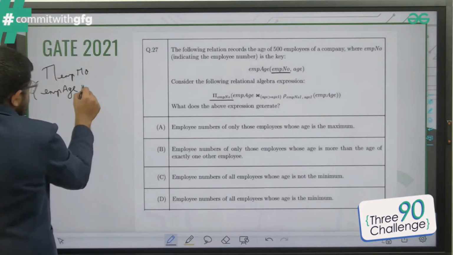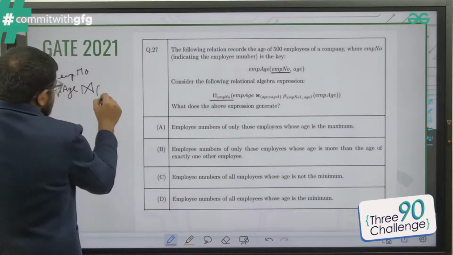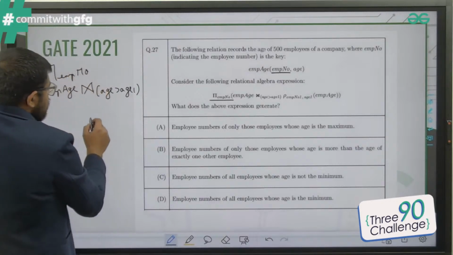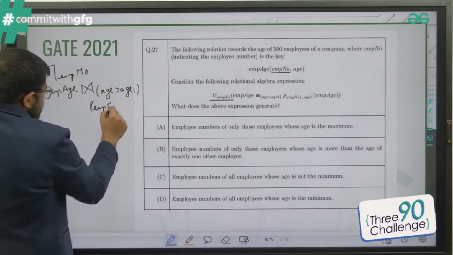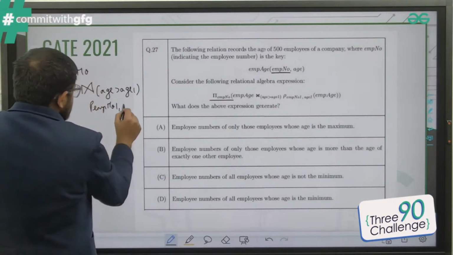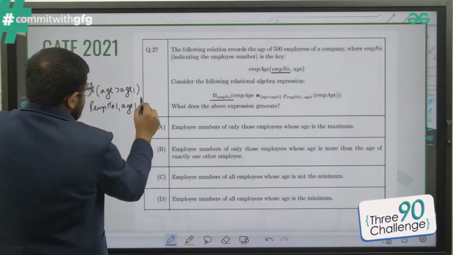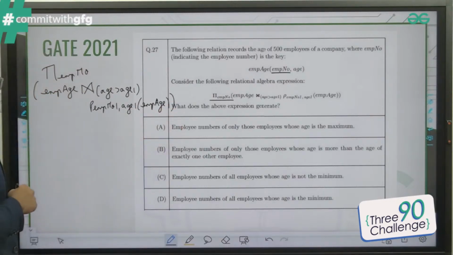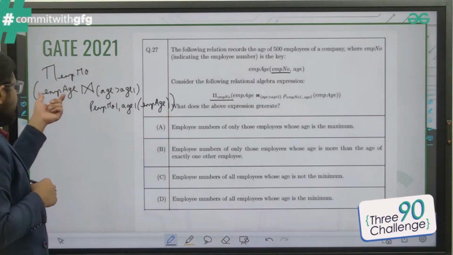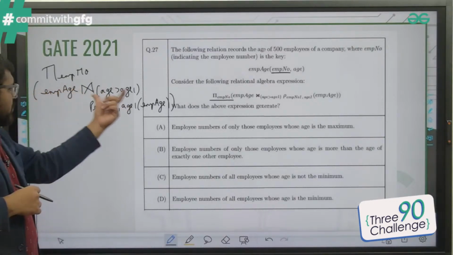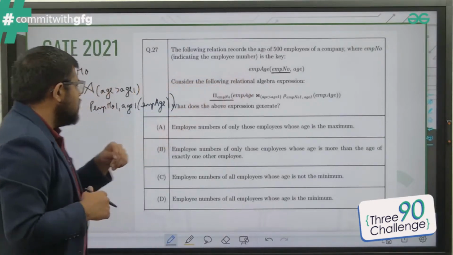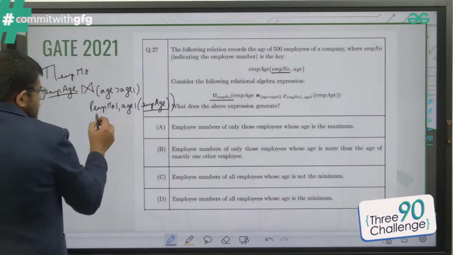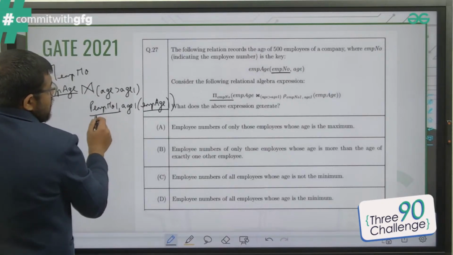Okay, and this is the join condition where age is greater than age 1, and they have P employee number 1 and age 1 from employee age. So what they are doing is taking a join between employee and employee age only, so between the same table. They have renamed it as employee age 1 and this is employee age, and here they have renamed the attributes as employee number 1.